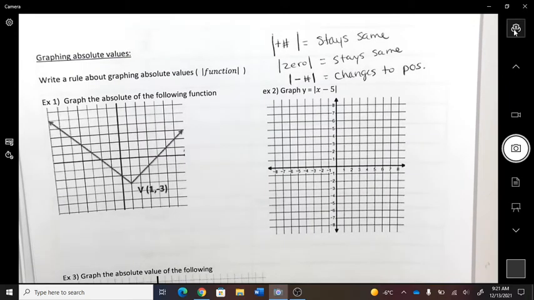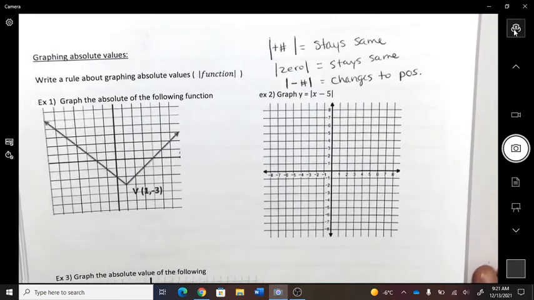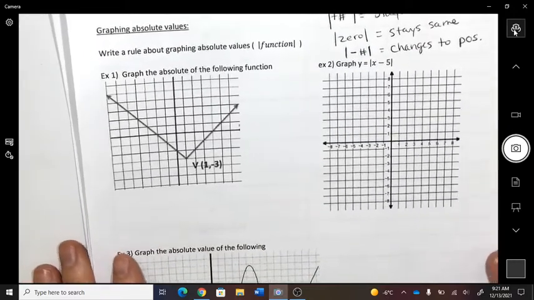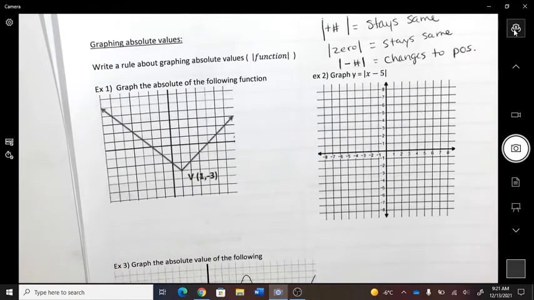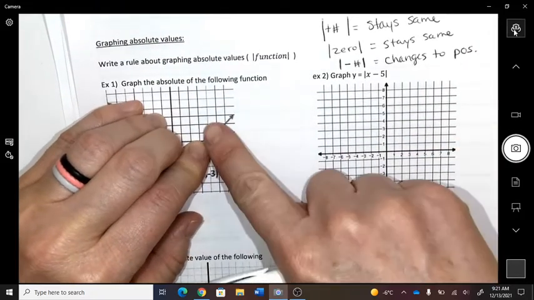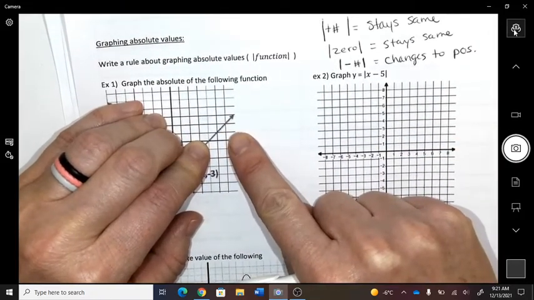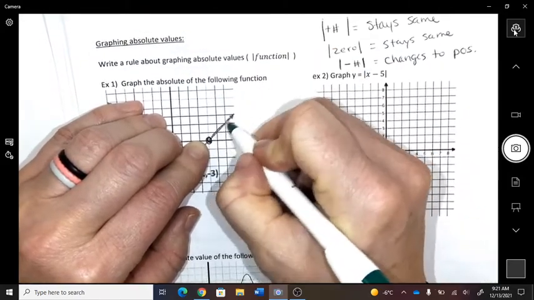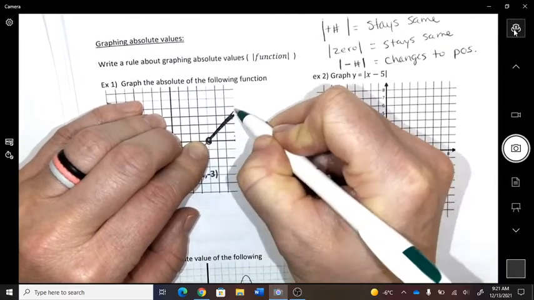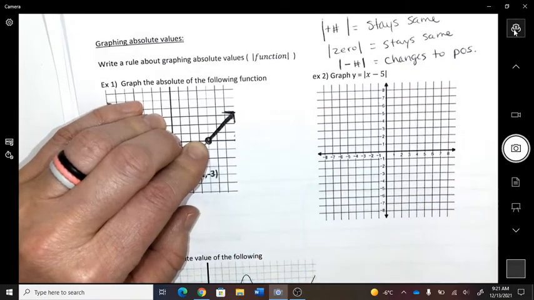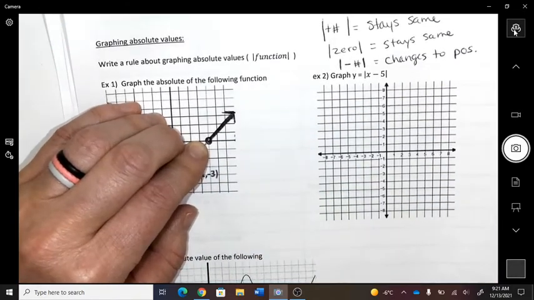Okay, so we're going to graph the absolute value of this graph. We're going to use the rules. If you see the graph be 0 or positive, it stays. So do you see this portion right here? It's positive and 0, right? So it's going to stay. So I'm going to overlap it. If it's going to stay, I'm going to overlap it.